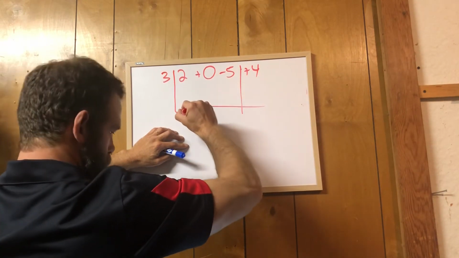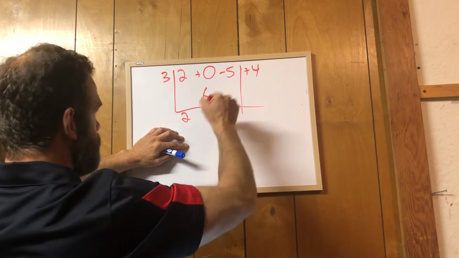Bring down your first term. And 3 times 2 is 6. Add, continue that pattern.